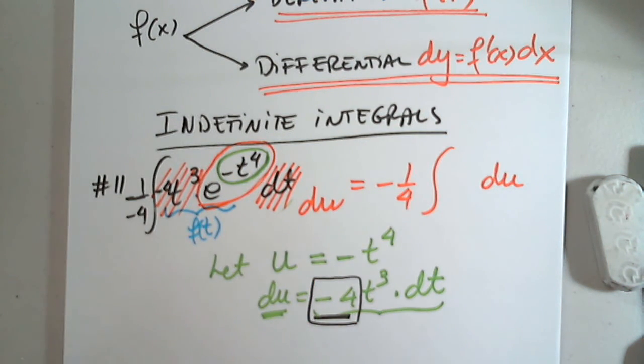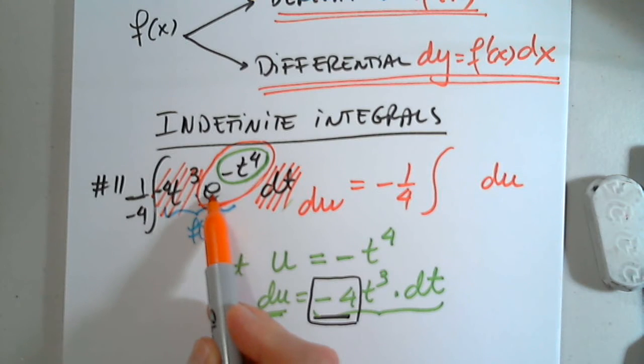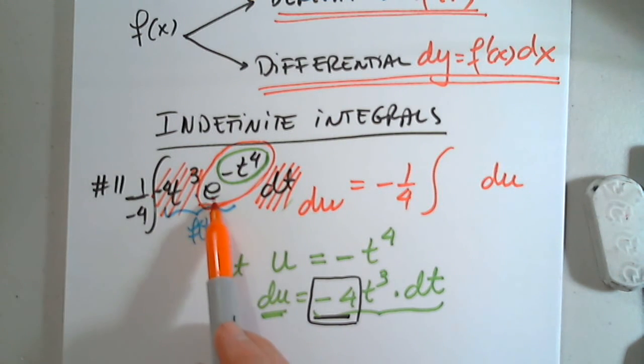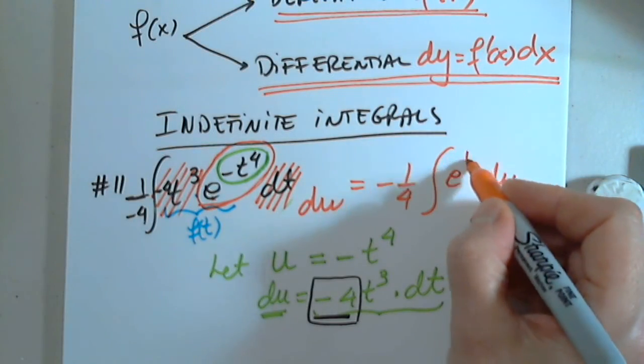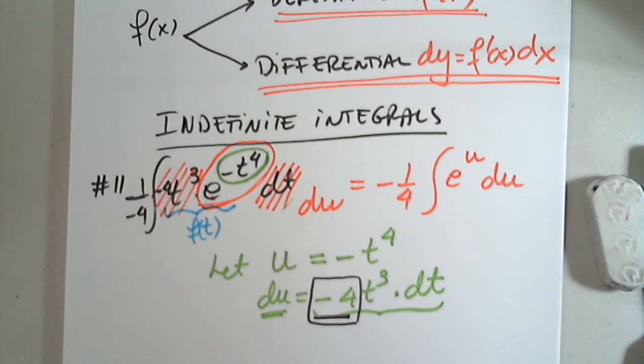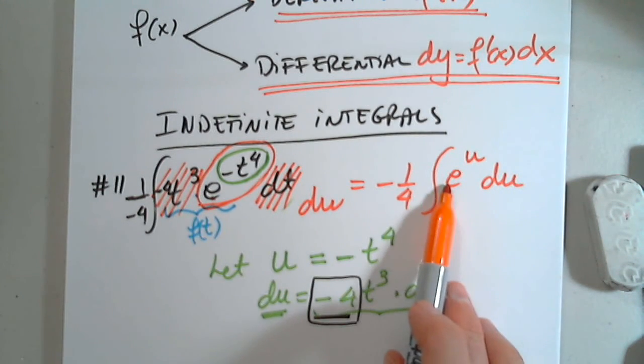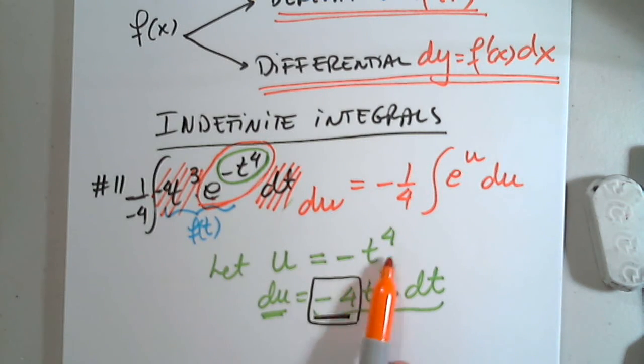U. Careful. I didn't say anything about e. So it's e to u. I can't change e. E has to stay, right? U is only negative t to the fourth.